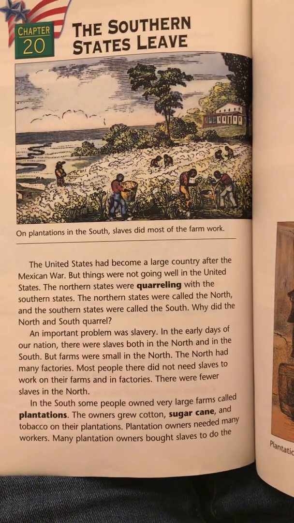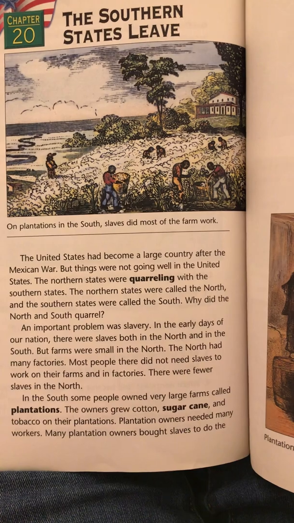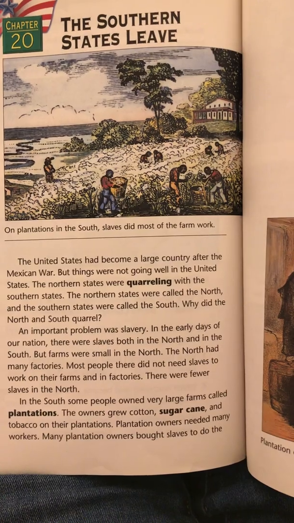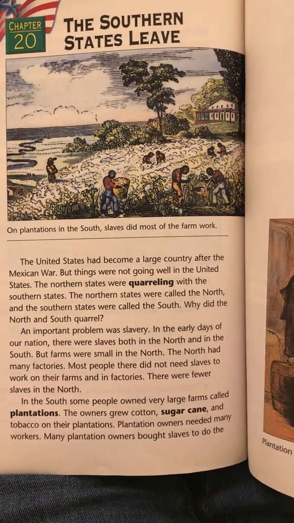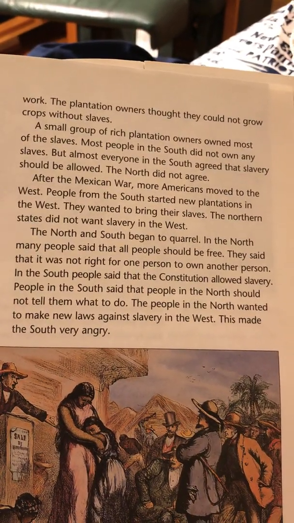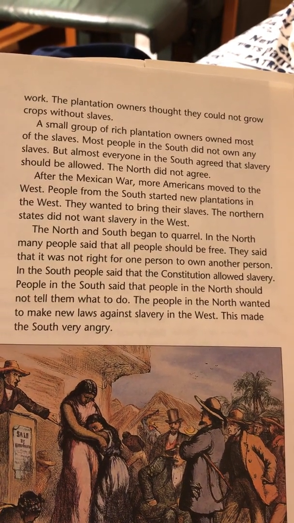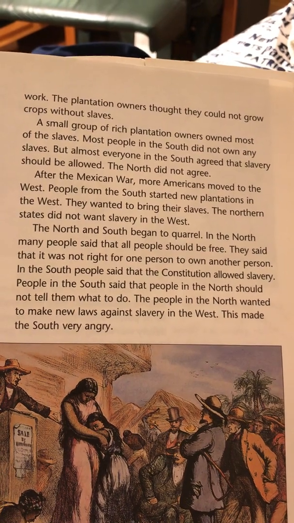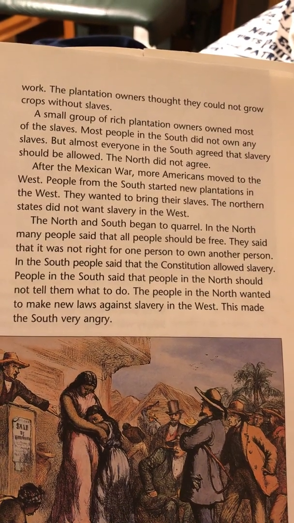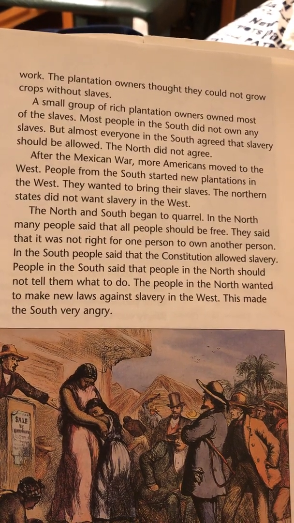In the South, some people owned very large farms called plantations. The owners grew cotton, sugarcane, and tobacco on their plantations. Plantation owners needed many workers. Many plantation owners bought slaves to do the work. The plantation owners thought they could not grow crops without slaves. A small group of rich plantation owners owned most of the slaves. Most people in the South did not own any slaves. But almost everyone in the South agreed that slavery should be allowed. The North did not agree.